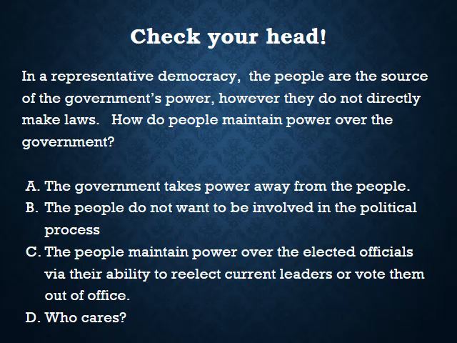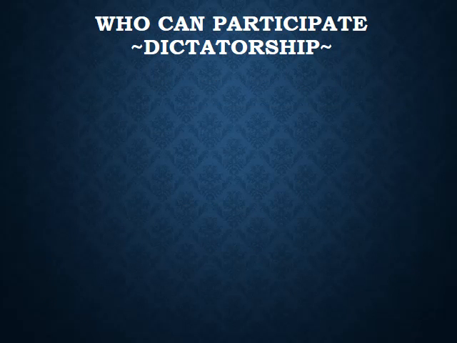All right, check ahead. In a representative democracy, the people are the source of the government's power. However, they do not directly make laws. How do people maintain power in the government? A, the government takes power away from the people. B, the people do not want to be involved in the political process. C, the people maintain power over the elected officials via their ability to elect or re-elect current leaders or vote them out of office. Or D, who cares? If you answered C, you'd be correct.